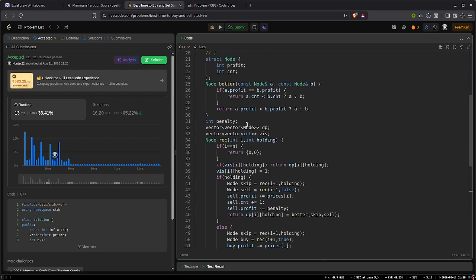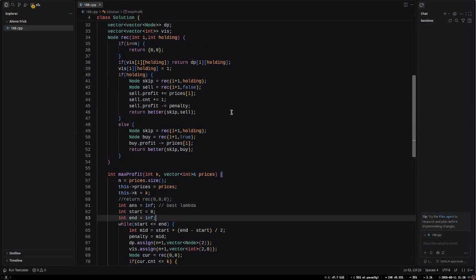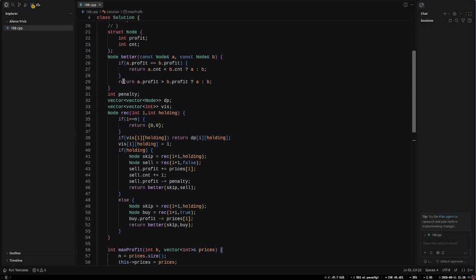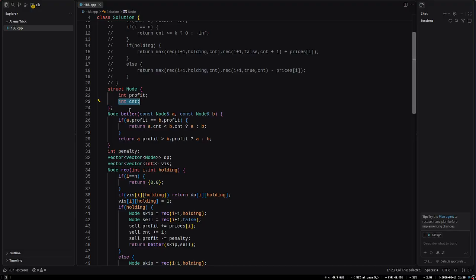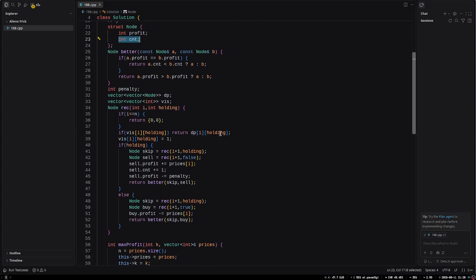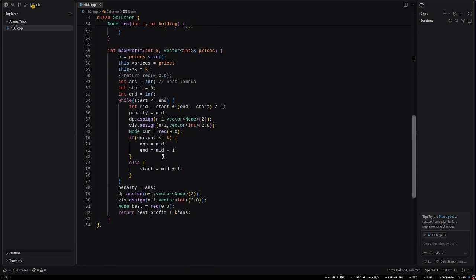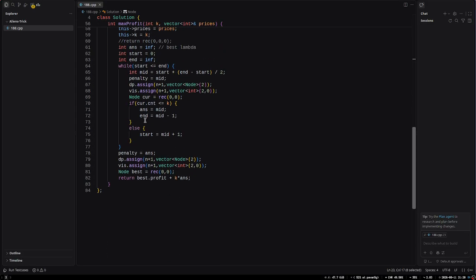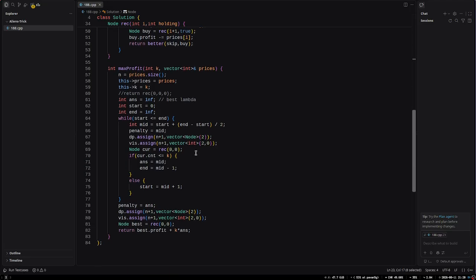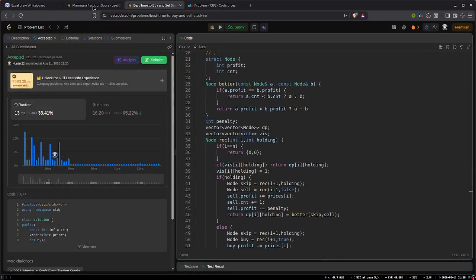Okay, and this is a strict template which I follow. It's always a struct node with count. It's always a node better. It's always a recursive function, and it's always a binary search where I do all this stuff, and this is called WQS binary search as well.